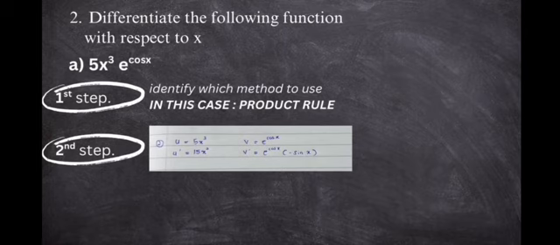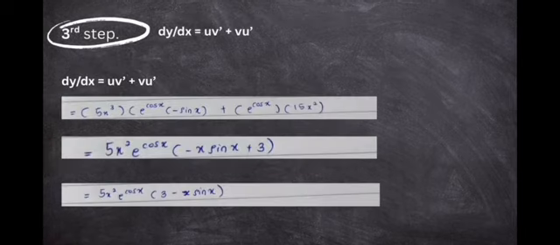be the differentiation of u, which is 15x squared, and v prime will be e power of cos x multiplied with negative sin x. The next step is to substitute the u, u prime, v and v prime into the product rule formula, which is dy over dx is equal to uv prime plus vu prime.